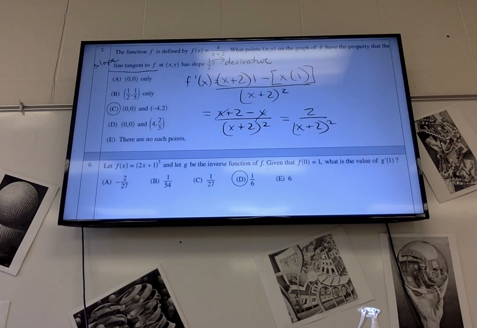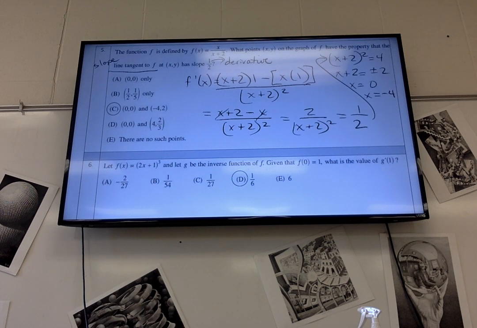And then that's supposed to equal 1/2. So I can cross multiply that. I get x plus 2 squared equals 4. Take the square root of both sides. You get x plus 2 equals plus or minus 2, because the square root of 4 is plus or minus. Subtract 2. So you get positive 2 minus 2, which is 0, or negative 2 minus 2, which is negative 4.